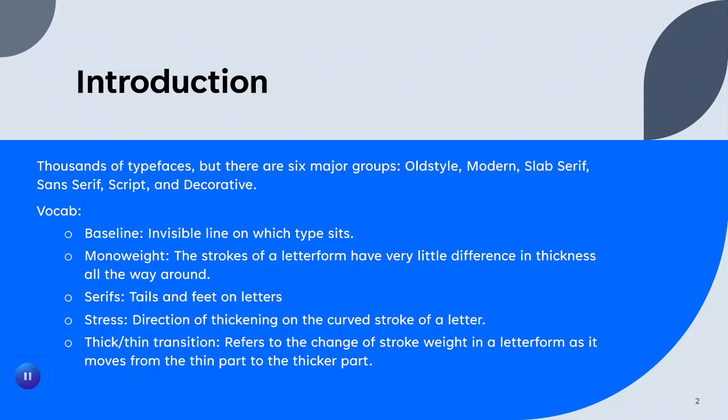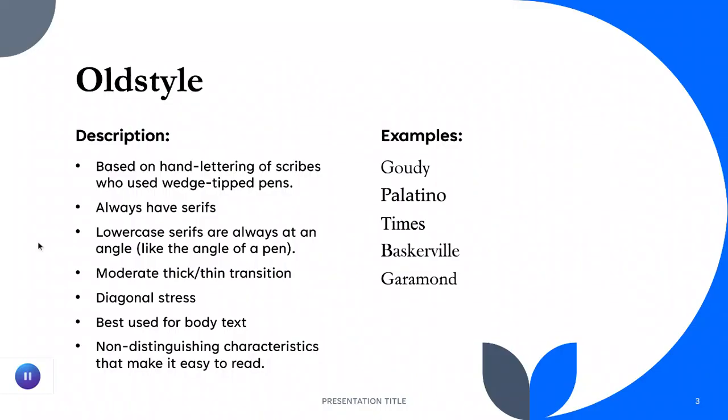Stress, that's the direction of the thickening of the curved stroke, whether it's slanted a little bit or not. You'll see what that looks like. Baseline, you already know, that's the invisible line on which everything sits. Just a few things you should know.